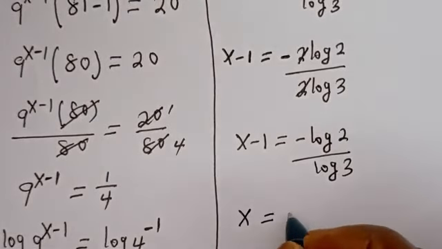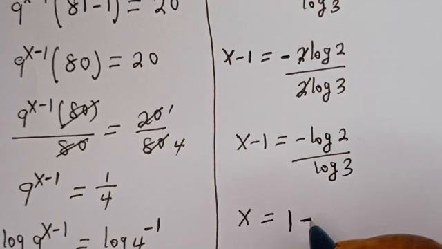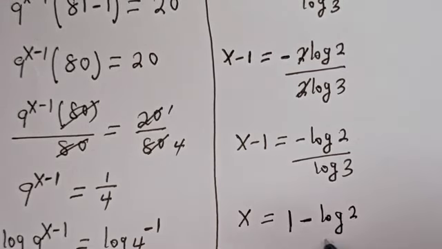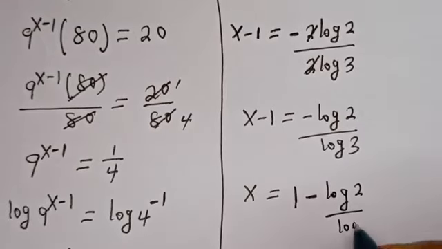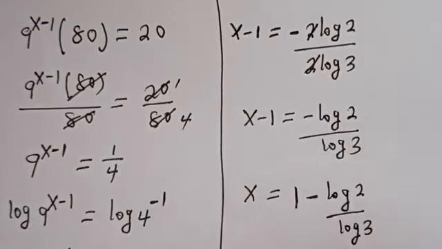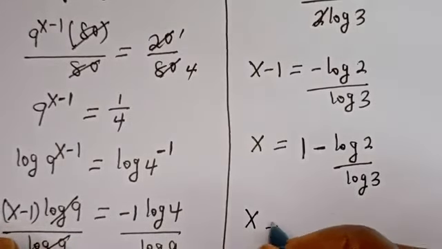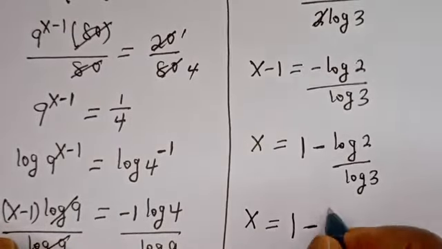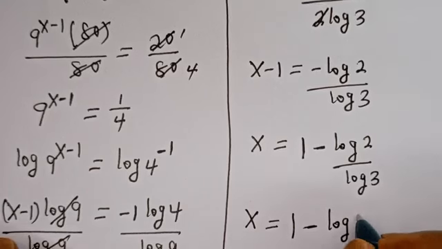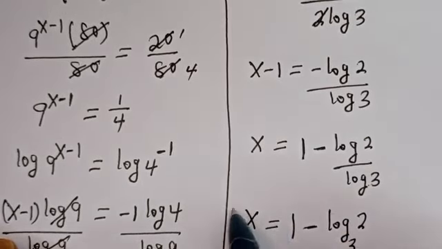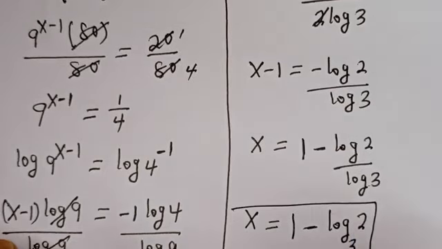x is equal to 1 minus log 2 divided by log 3. Therefore, x is equal to 1 minus log 2 base 3, and this is the final answer.